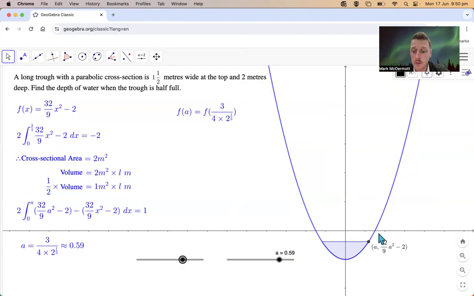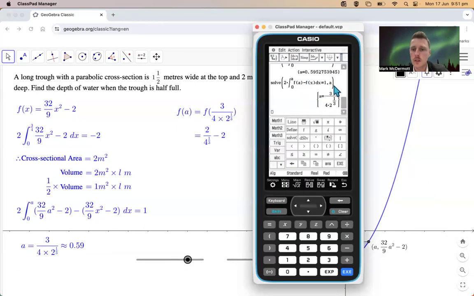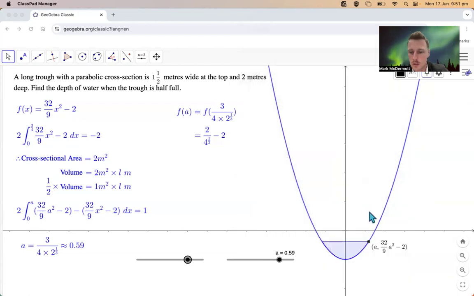Okay. Now, all we need to do is evaluate this point. We need to know where this is now. We know what a is. So we take our function, substitute in a, which is 3 on 4 times 2 to the 1/3, which is this down here. And that gives us whatever this is. So let me show you that on the calculator. If we type in f of a, copy that, paste that there, it gives us 2 divided by 4 to the 1/3 minus 2. Okay, as a decimal, because we need to make some sense of this, approximately negative 0.74. That should make a bit of sense.